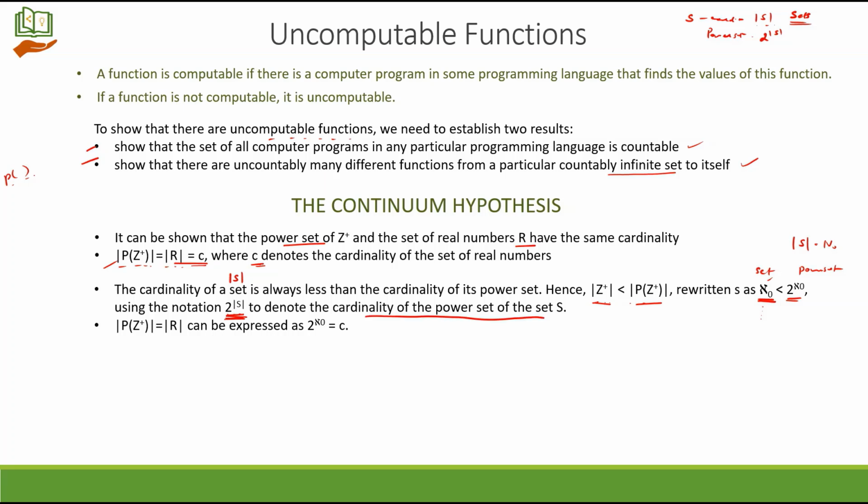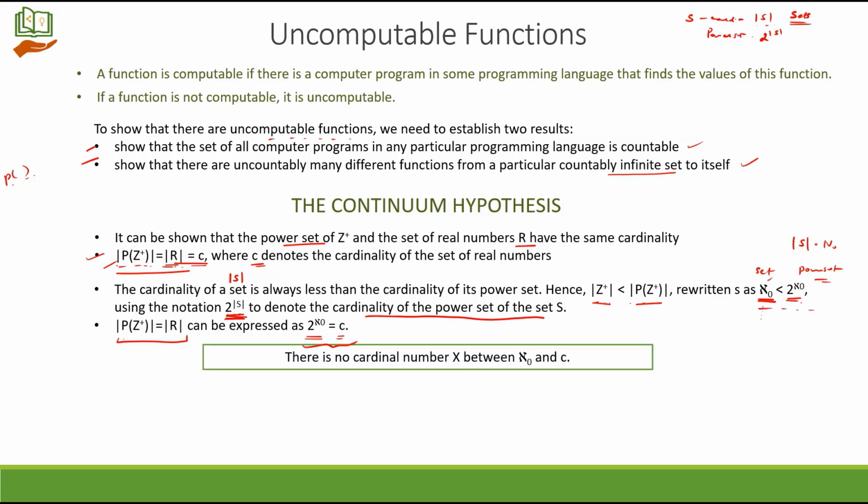Now we are taking this particular equation. Instead of the power set of Z plus, we are going to use 2 power aleph null, and instead of the cardinality of R, we are going to use this fraktur C symbol. So this equation is now expressed as 2 power aleph null is equal to fraktur C. There is no cardinal number x between aleph null and fraktur C.